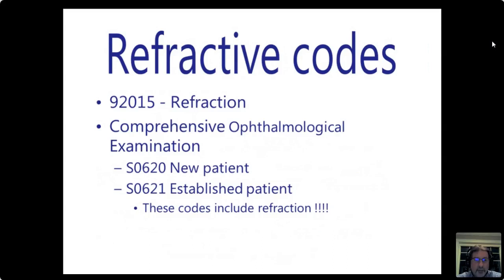We also have the Comprehensive Ophthalmological Examination HCPCS codes, the S0620 and the S0621, one for new, one for established patients. Basically, these are a general comprehensive ophthalmologic exam, and these codes do include the refraction. So if you're using the S codes to bill an office visit, you don't have to add the refraction as a separate billable code.